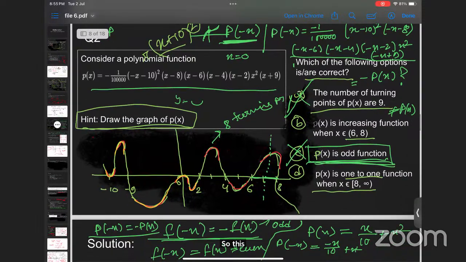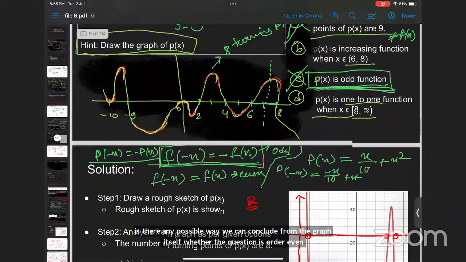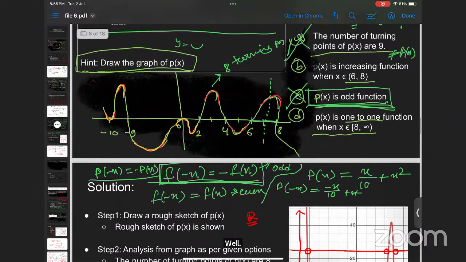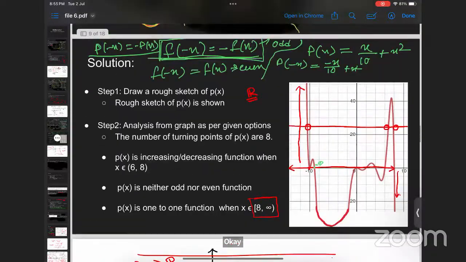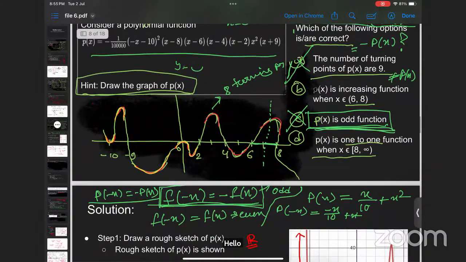Ma'am, is there any possible way we can conclude from the graph itself whether the function is odd or even? Yes, one can just check the symmetry of the graph. Is that reliable for every graph? Can you explain by giving an example? The entire concept of odd and even is to check the symmetry of the graph only.